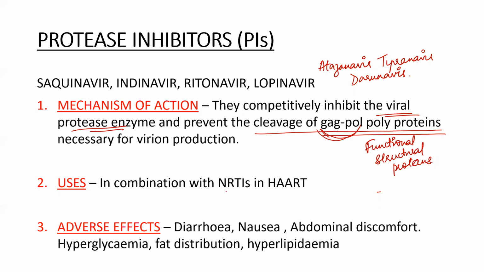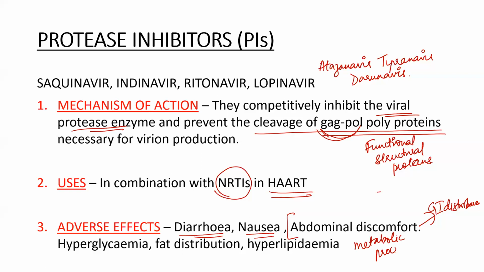They are used in combination with NRTIs in the HAART regimen that we have already discussed in the previous slides. The adverse effects include diarrhea, nausea, abdominal discomfort. So if you see, these are all pure GI disturbances, right? And then they have an effect on the metabolic processes of the body. They hamper the metabolic physiology, leading to hyperglycemia. There will be altered fat distribution, and then there will be hyperlipidemia.